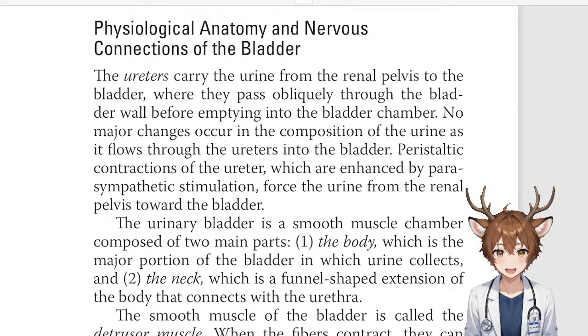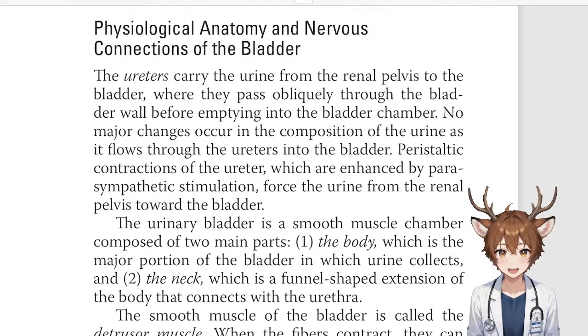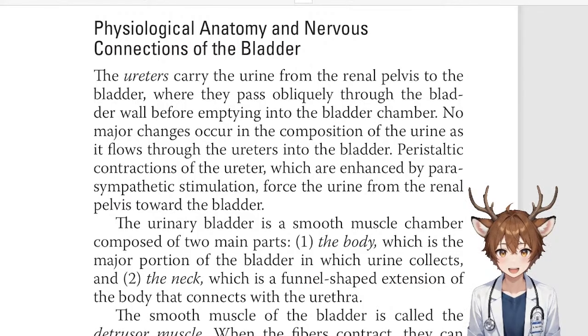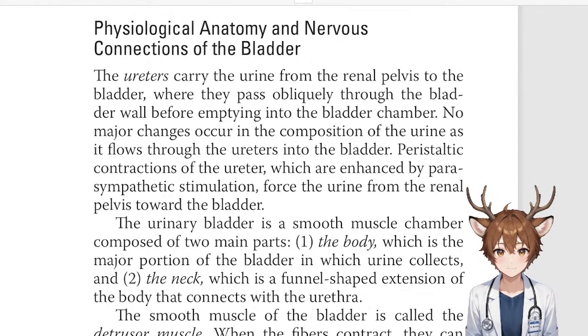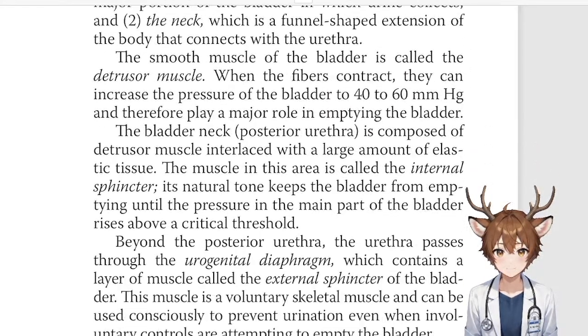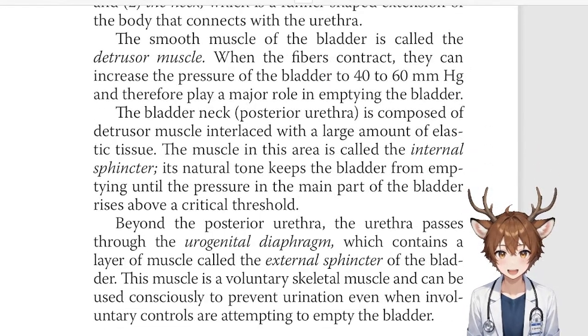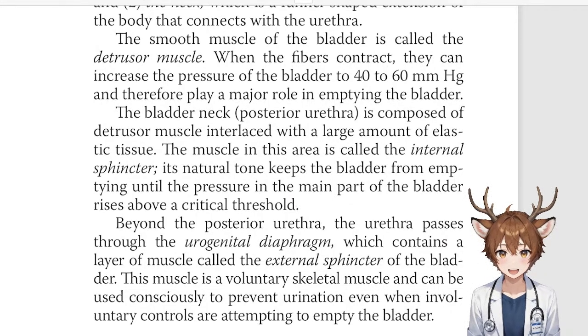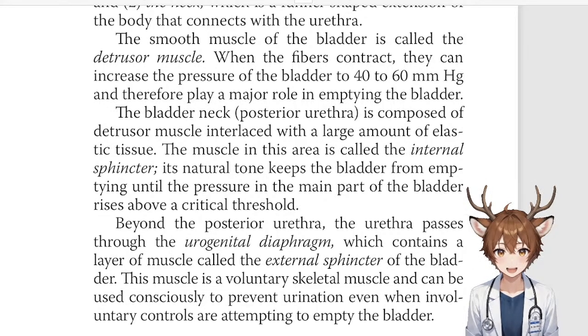The urinary bladder is a smooth muscle chamber composed of two main parts. Number one, the body, which is the major portion of the bladder in which urine collects, and two, the neck, which is a funnel-shaped extension of the body that connects with the urethra. The smooth muscle of the bladder is called the detrusor muscle. When the fibers contract, they can increase the pressure of the bladder to 40 to 60 mmHg, and therefore play a major role in emptying the bladder.